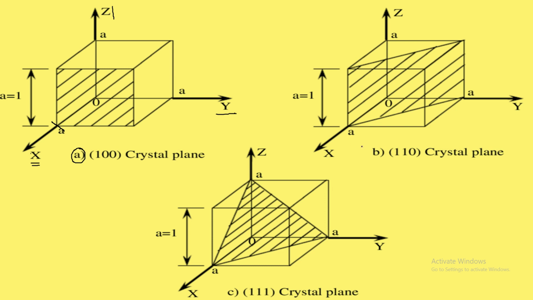अब इस केस में देखते हैं along the b. इसमें क्या कर रहा है, the plane is going to cut at a along x axis and at b along the y axis, but along the z axis this plane is parallel infinitely. So Miller indices is 1 1 0.